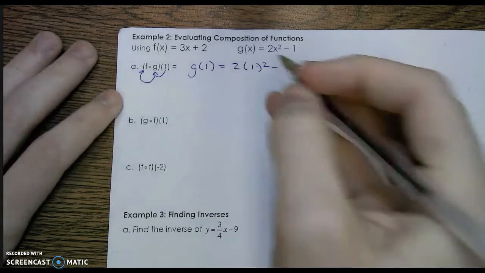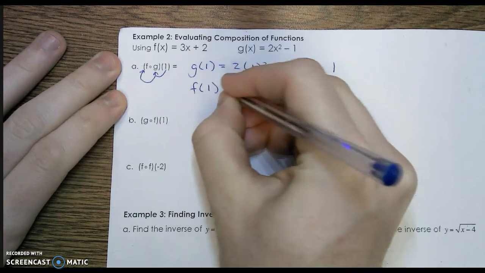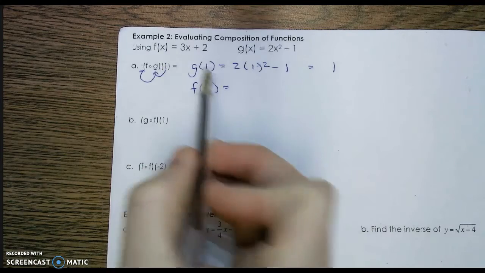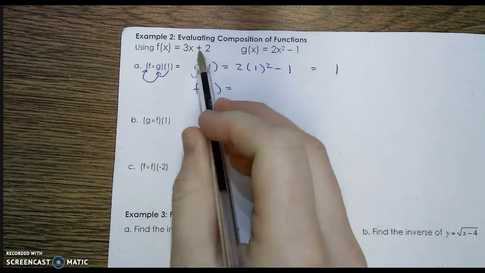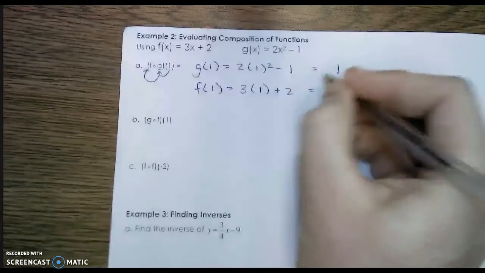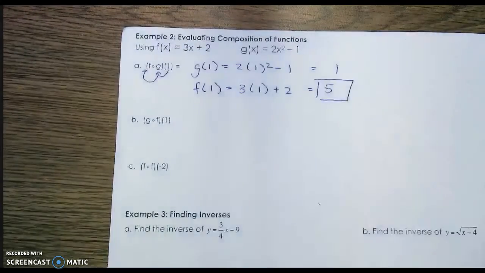And then I'm taking that and plugging it into the f function. So I'm not plugging in 1 because of that 1. I'm plugging in 1 to f because of the answer I just got from g. So now I plug 1 in for f, and we get 3 plus 2, which is 5, is the final answer.